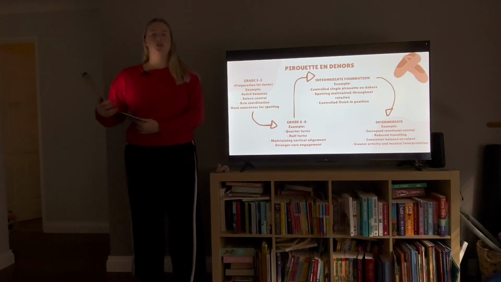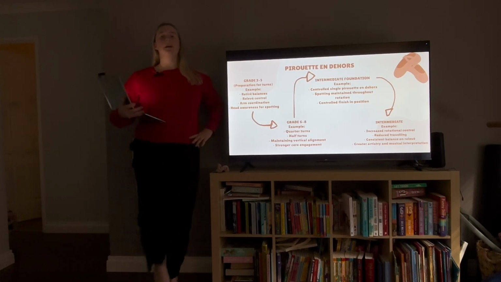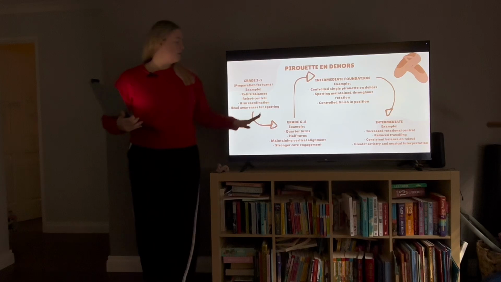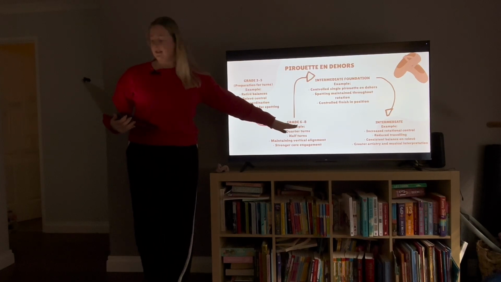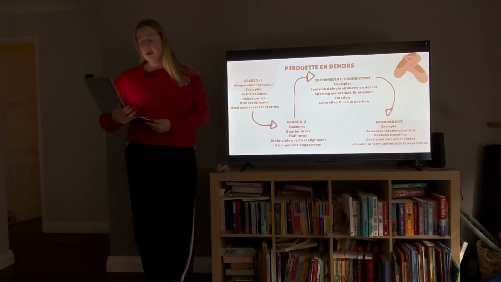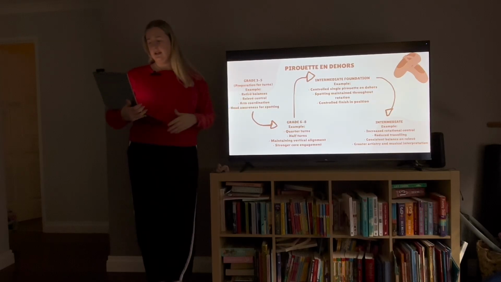These grade 3 students were learning about spotting and their basic retires, going from one leg to the other, and their coordination skills, which then transitions smoothly into grade 6 to 8, where they're looking more at their quarter turns on a single leg and their half pirouettes. They're maintaining strong core alignment still, which is developed in the earlier years.